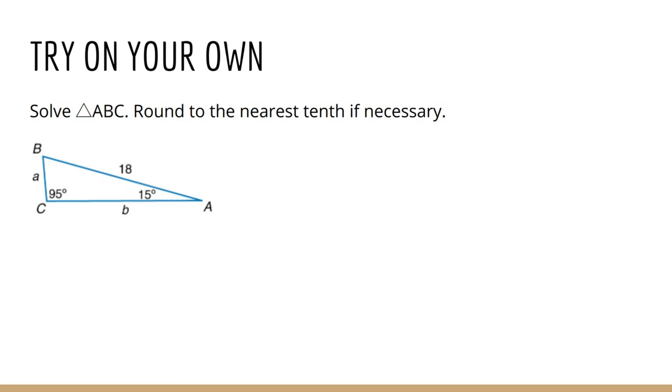For this one, you're going to have to solve triangle ABC, so you're going to find the missing sides and round them to the nearest tenth if necessary. You're going to use those 3 steps in the previous example, or 2 previous examples, wherever it was. So take a minute, write those steps down, try it out, and then submit your answer into Edpuzzle.